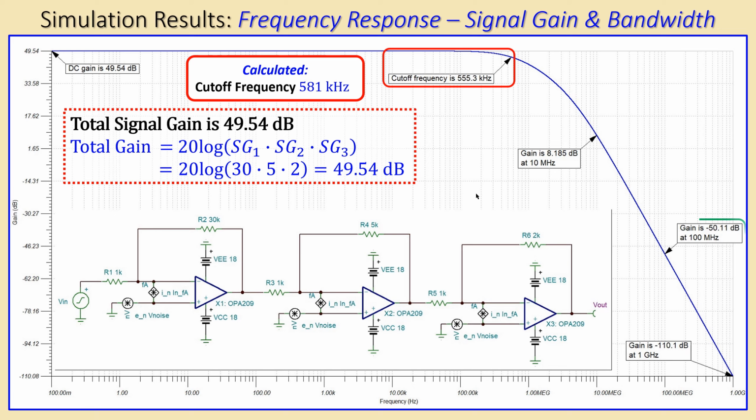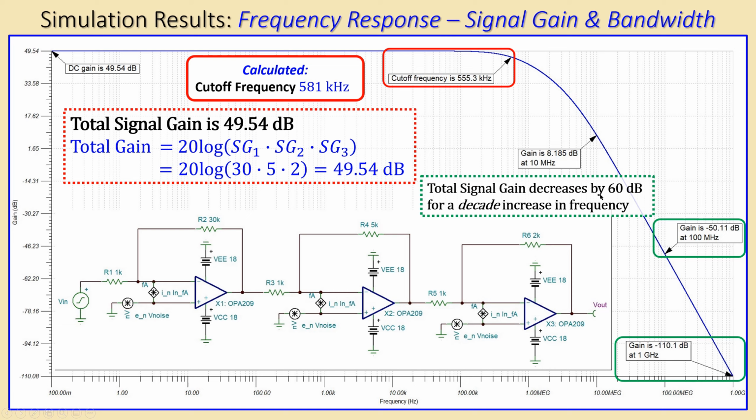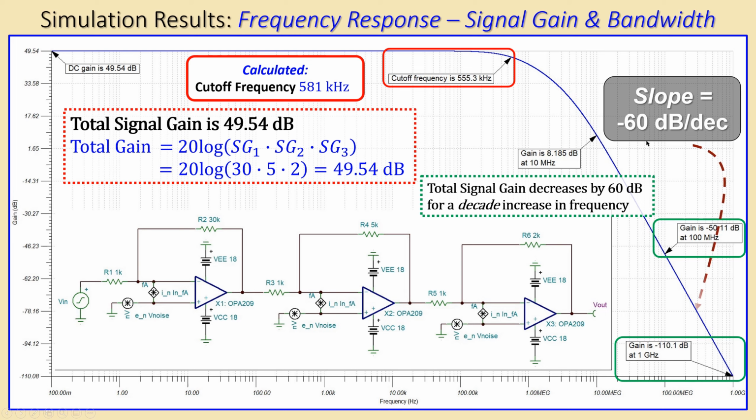What's also important here to see is there are 2 labels here. At 100 megahertz we have approximately minus 50 dBs, and at 1 gigahertz, which is 10 times larger in frequency, so 1 decade up, it has a value of minus 110 dBs. This decrease in gain is 60 dBs, so you go from minus 50 to minus 110 for an increase in the frequency by 1 decade. So I can say the signal gain decreases by 60 dBs for a decade increase in the frequency. And this slope has a value of minus 60 dBs per decade.